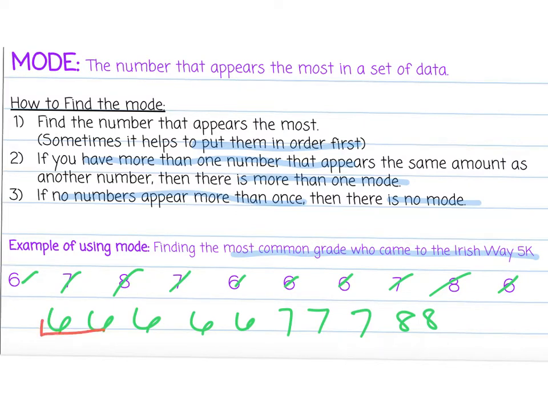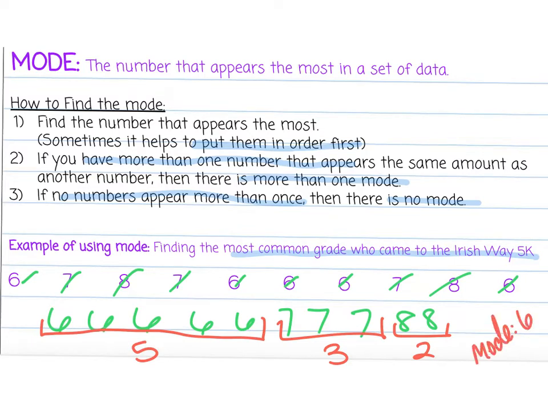So then I can count them. I have a total of 5 6s, 3 7s, and 2 8s. So then I can see my mode isn't 5. Remember though, my mode in this case is 6 because 6 is the number that showed up the most often. So don't get that confused.